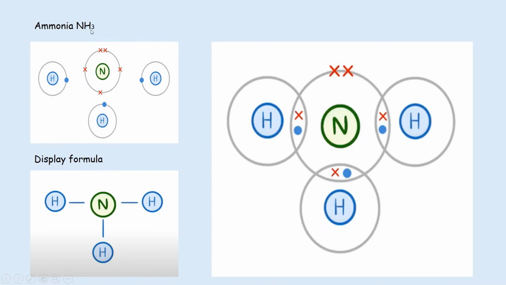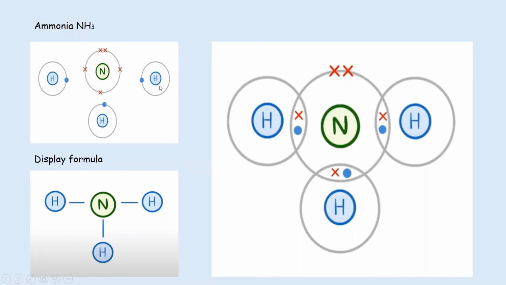Ammonia, which has the formula NH3, consists of one nitrogen atom covalently bonded to 3 atoms of hydrogen. Nitrogen is in group 5 of the periodic table, and therefore will have 5 electrons in its outer shell. If it's got 5 electrons in its outer shell, it requires 3 more electrons in order for it to have 8, which would mean it has a full outer shell.